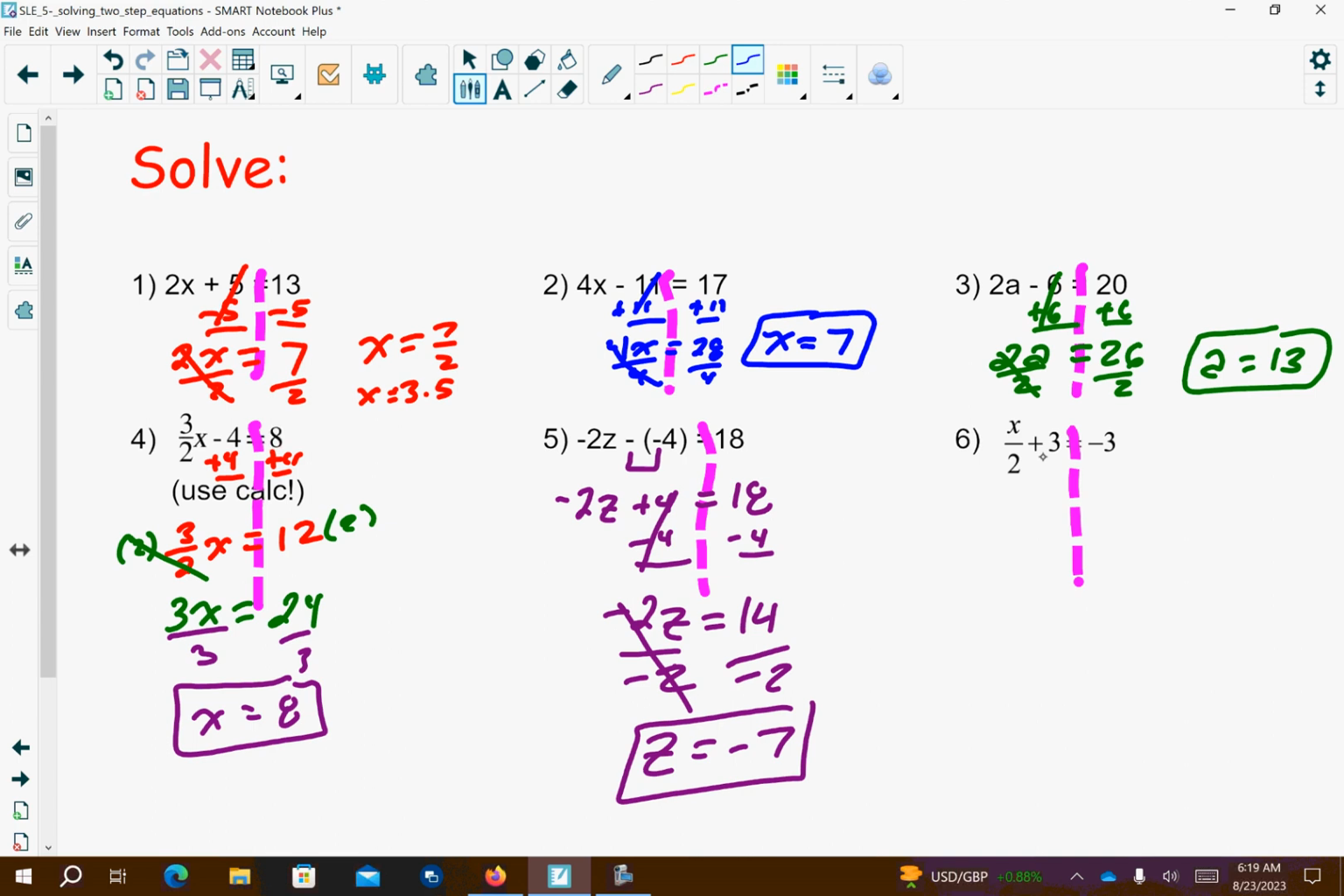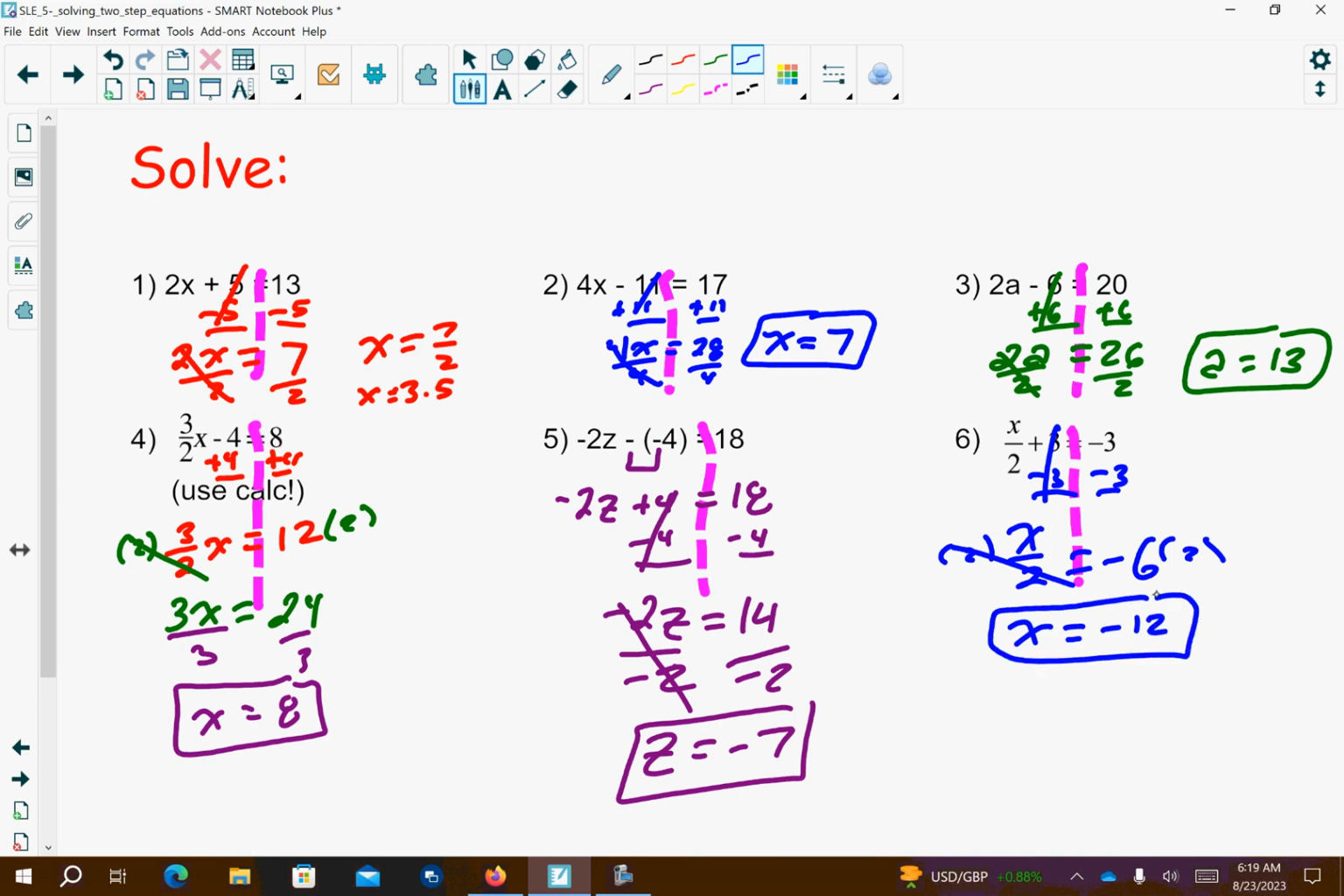Number 6, let's get x by itself. So I'm going to subtract 3 from both sides first. Those cancel, so I get x over 2 equals negative 6. Then I'm going to multiply both sides by 2 because that's my denominator. Those cancel out. So negative 6 times 2 is negative 12, and there's our answer. Make sure I'm answering your questions. I can go back over any problems for you.